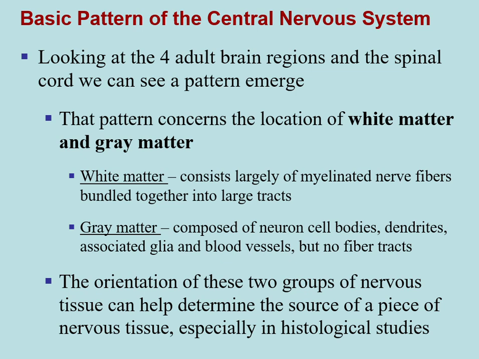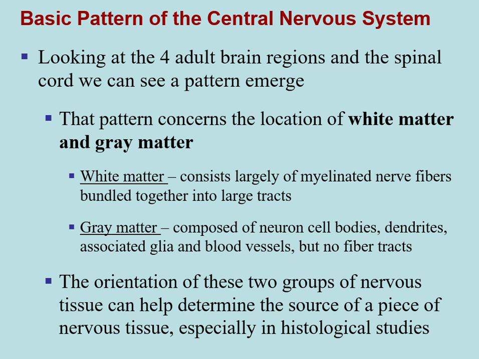Because when you look at the 4 adult brain regions and the spinal cord, you start to see a pattern of tissue. This pattern concerns white matter and gray matter. White matter is just an area of tissue that's largely consisting of myelinated nerve fibers, and they're bundled together into large tracts. So think bundles of axons, and they all have myelin on them, or predominantly they do. Then you have gray matter, which is composed mainly of neuron cell bodies, or soma, dendrites, and some associated glial cells, blood vessels, but no axons, no fiber tracts.